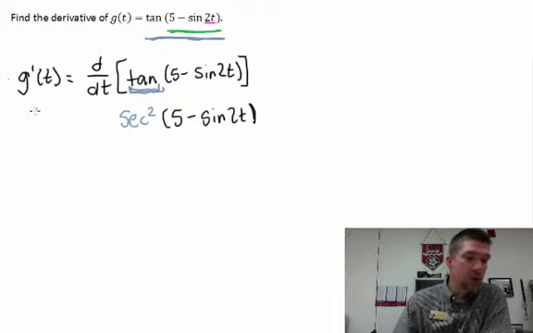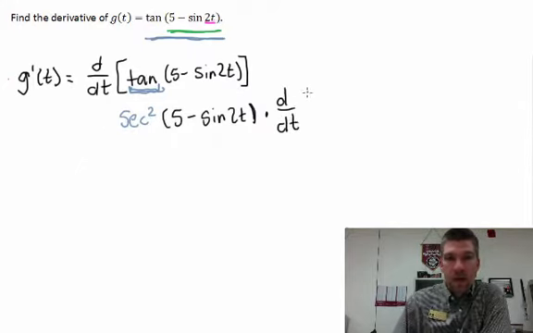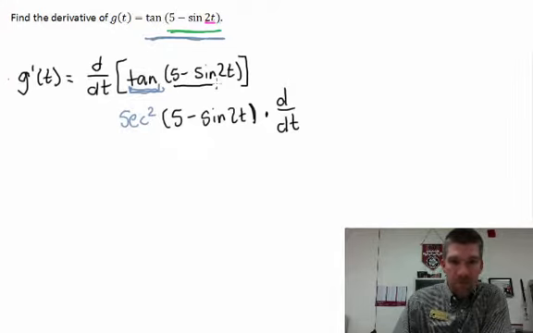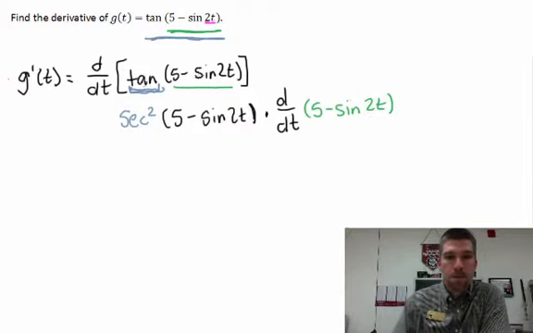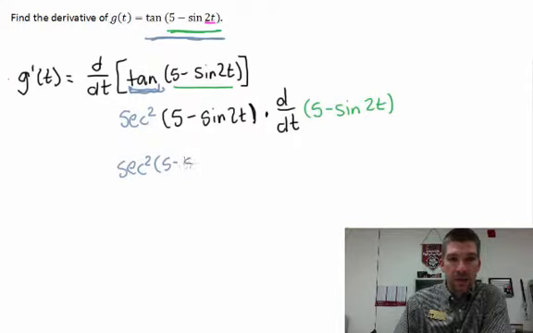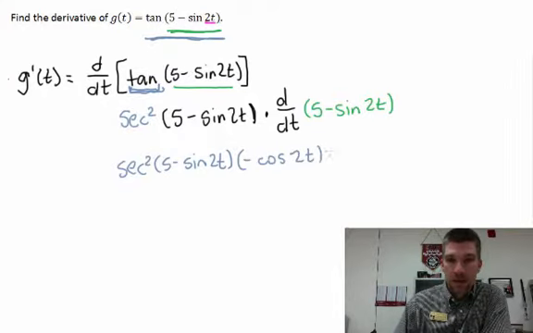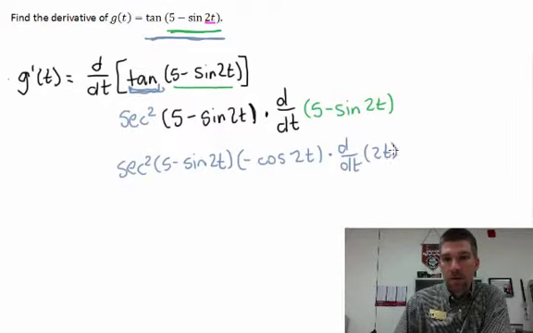And then we go to the next one, and we're going to be times the derivative of the next part in, and that's going to be this guy right here, 5 minus sine 2t. The derivative of the sine there is cosine. So now we're going to have secant squared of 5 minus sine 2t, times, derivative of 5 is 0, so minus cosine of 2t. And then the final derivative times the derivative of 2t, and the derivative of 2t is just 2.